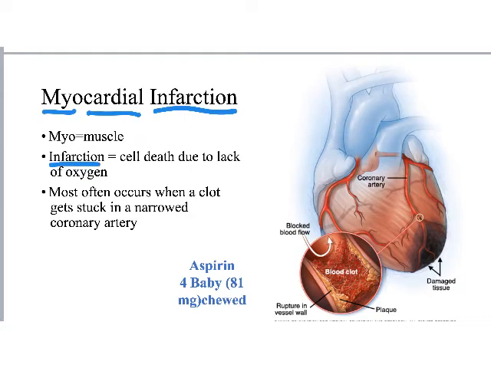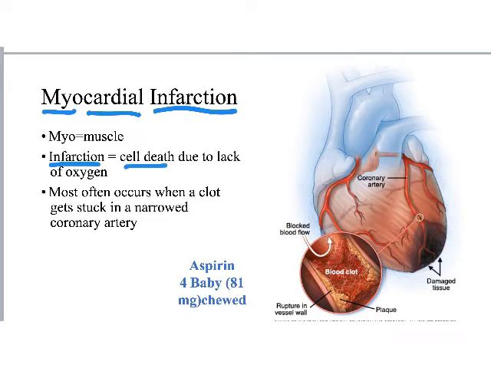Infarction also takes on the meaning of cellular death. So it's not just that we had a temporary loss of oxygen. We had a lack of oxygen long enough that it actually killed muscle tissue. So that's going to be cell death due to a lack of oxygen.